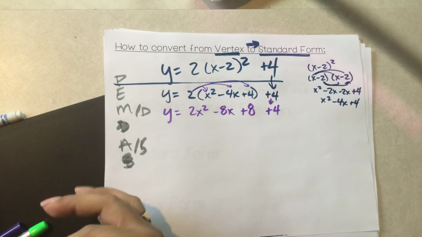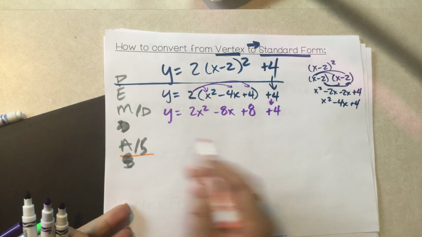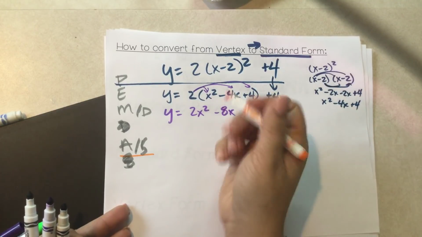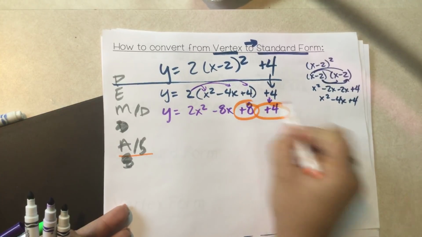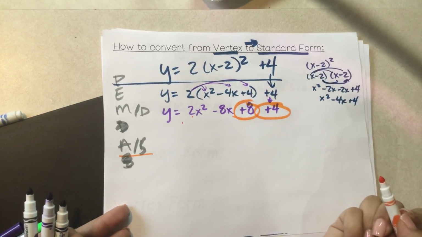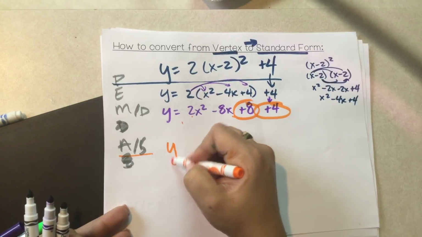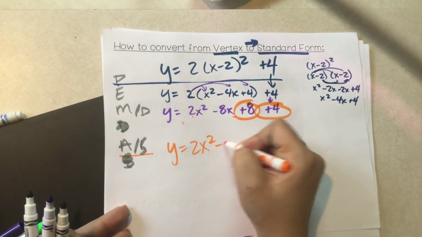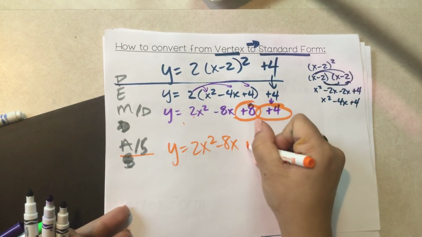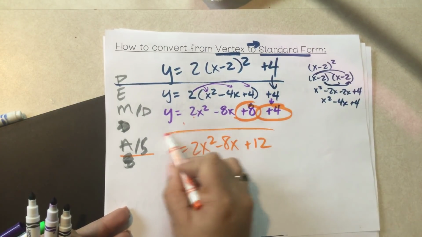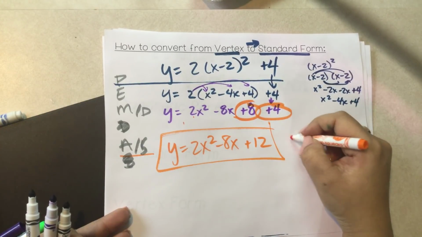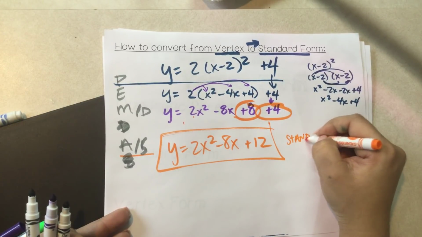Your final step right here is going to be to add or subtract, and it's going to be combining your like terms. So the only like terms that I see are this positive 8 and this positive 4. These two are not like terms, so I'm going to go ahead and bring everything else down. And 8 plus 4 gives you 12. So this is what your function would be in standard form.